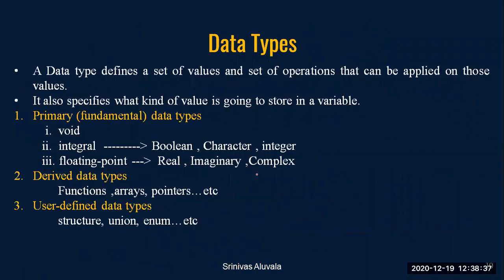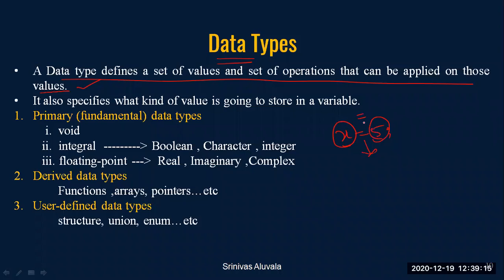So let's see what a data type is. A data type defines a set of values and a set of operations that can be applied on those values. This is the statement given by the text, but I'll say it in the simplest way: a data type defines what kind of value is going to be stored in the variable. For example, I write x equal to 5. X is a variable and the value is 5. I am assigning this value to the variable with the assignment operator, the equal to symbol. As of now, we are not bothered about this operator.